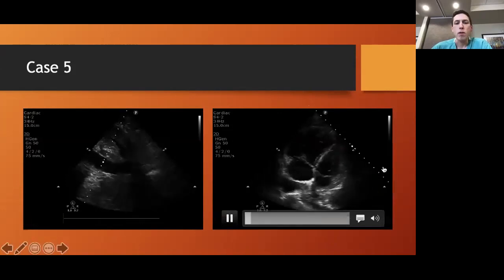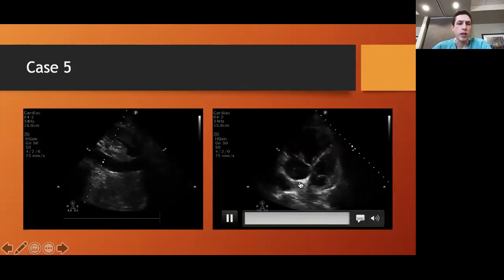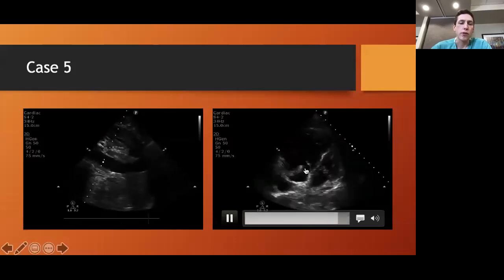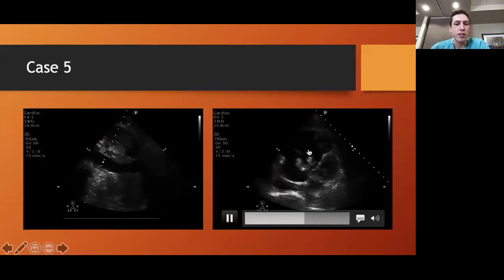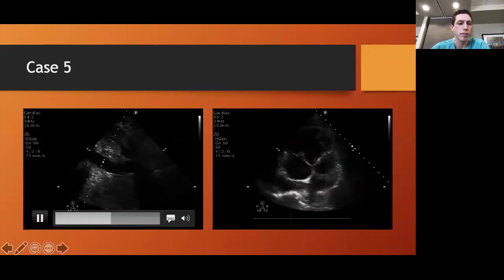And on an apical 4-chamber window, we see, similar to the previous patient, a very enlarged hypokinetic right ventricle. And you can also appreciate that there is a hyperechoic mass in the right atrium, which is intermittently prolapsing into the right ventricle. This is kind of a gimme case. This is a clot in transit, and this patient has a massive pulmonary embolism.